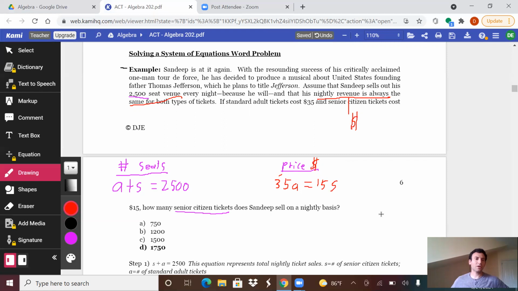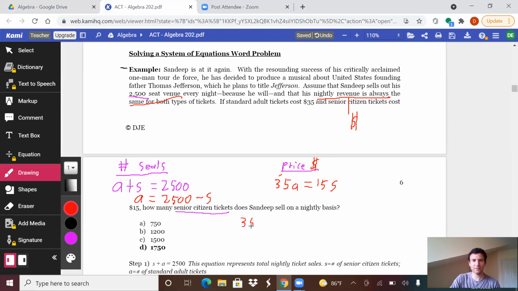So now we just have a system of equations here, and we have to decide whether we want to use substitution or elimination to solve it. In this case, I think substitution is probably going to be easier. So let's figure out the number of senior citizen tickets Sandeep must sell. In order to figure that out, we're going to say that A equals 2,500 minus S. Now we can sub in for the A and eventually isolate S.